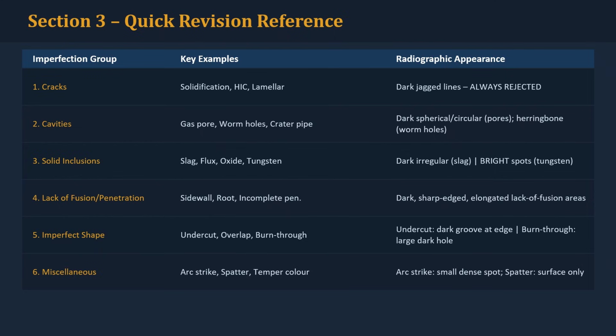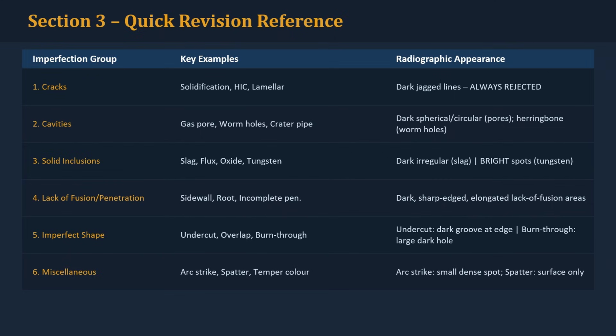The fourth group is lack of fusion and penetration. These can produce dark, sharp-edged linear indications and may follow the fusion boundary or weld direction. The fifth group is imperfect shape. Examples include undercut and burn-through, which can have distinctive surface or radiographic characteristics. Finally, miscellaneous imperfections include conditions such as arc strikes, spatter, and temper color.